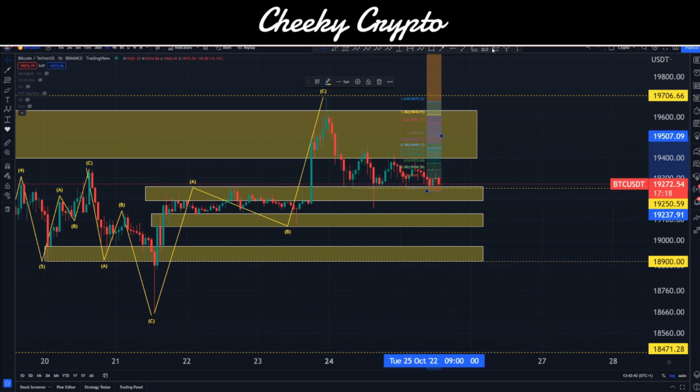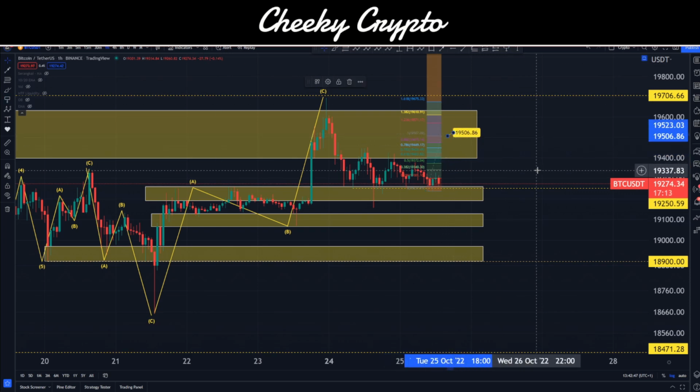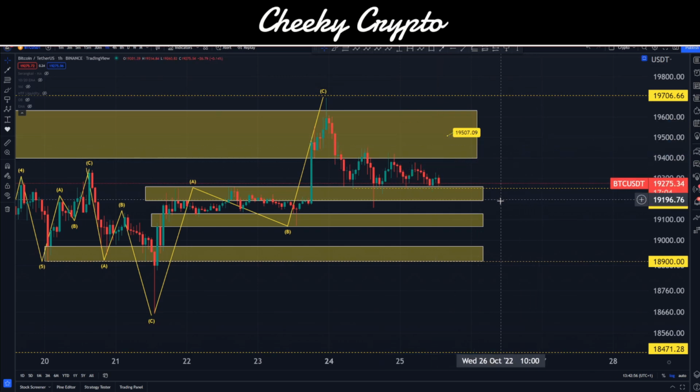Okay. So I'm going to quickly just go in and grab a price label. I'm going to just drop that right there. It's actually a little bit higher than that. It's actually at 19,507.09 from where I've eyeballed it. So I'm going to leave that label just there for a second.